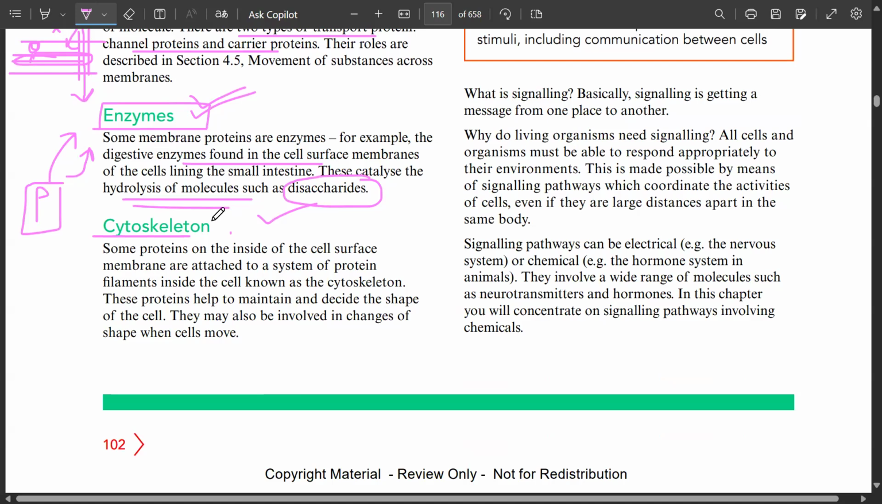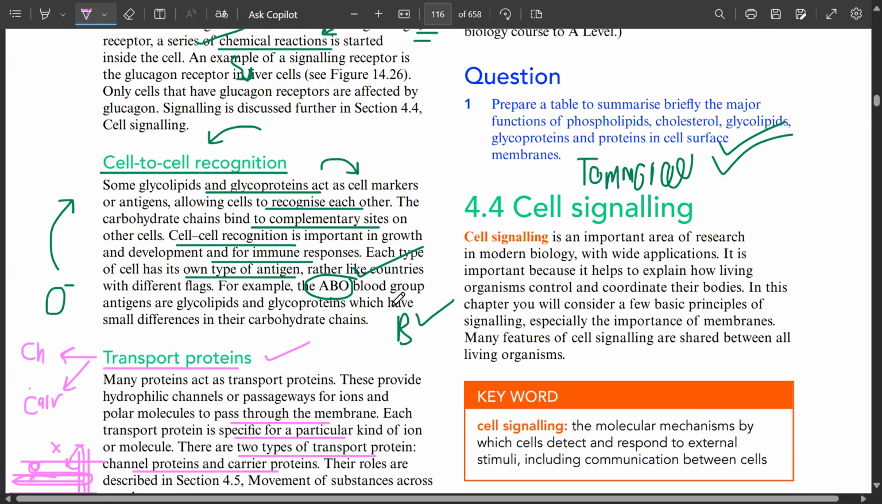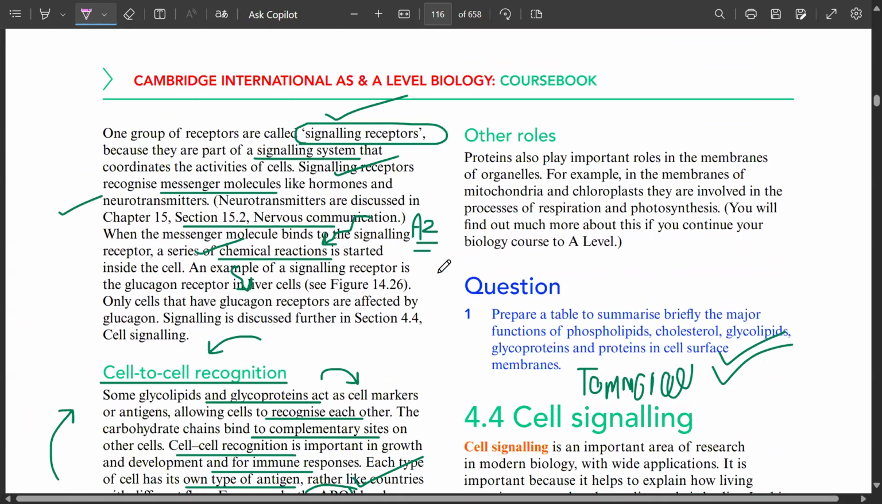Some proteins also act as cytoskeleton inside of the cell membrane, and they maintain and decide the shape of the whole cell, how we have to hold the cell. Other roles would also include, for example, some membranes in mitochondria. We'll study that in A2 chapter 12, and some membranes in chloroplast. We'll study that in A2 chapter 13 and A2 chapter 12, how these membranes present in organelles are performing their functions in respiration and photosynthesis.